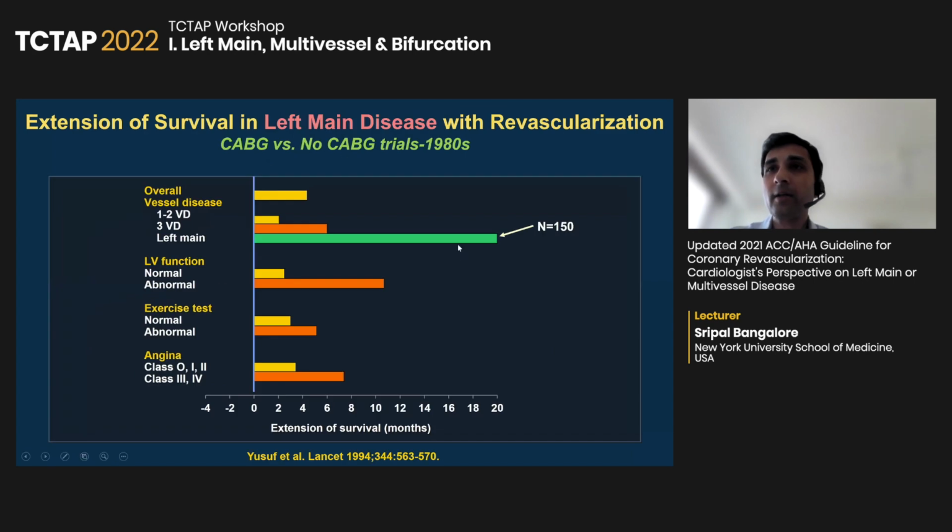If you look at patients with left main disease, the data we have, again, is from the back-in-the-day trials, CABG versus no CABG. In this left main subgroup, which was based on 150 patients in those randomized trials, there was significant benefit of CABG compared to no CABG for extension of survival, close to the order of 2 years. This is the data we have for left main, and since then, all trials have excluded patients with left main disease. As such, revascularization is the standard of care for patients who have significant left main disease, and this can potentially improve survival.